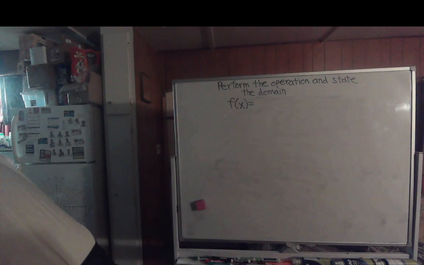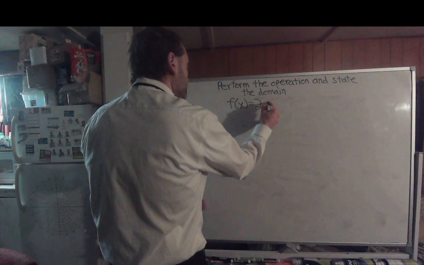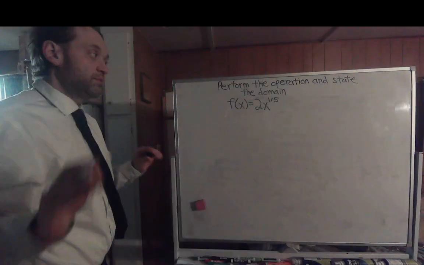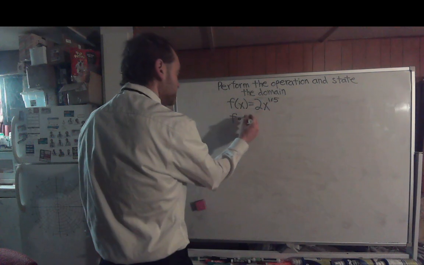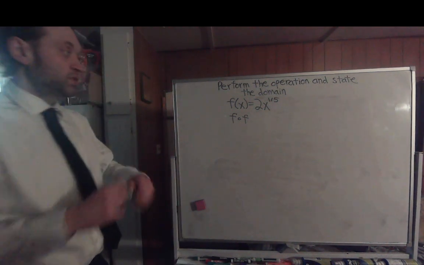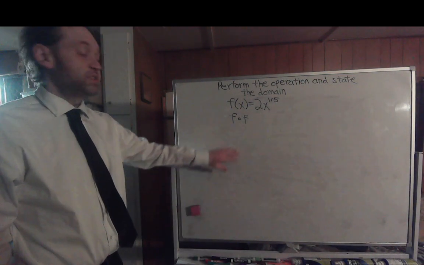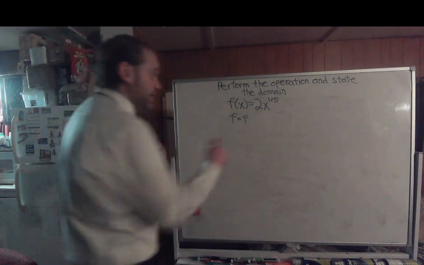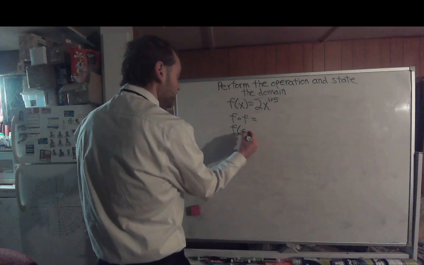Alright, we only have one function, but you're going to see this. f(x) = 2x^(1/5), so get a load of this. We're going to take f composition f. You can actually take a composition of the same function on the same function. How does that work, you might ask? Well, that's going to simply be f(f(x)).